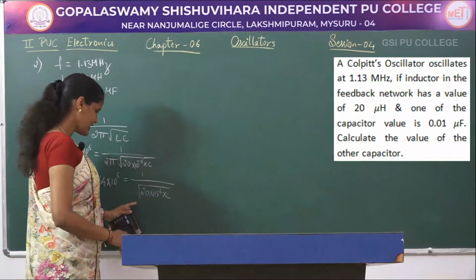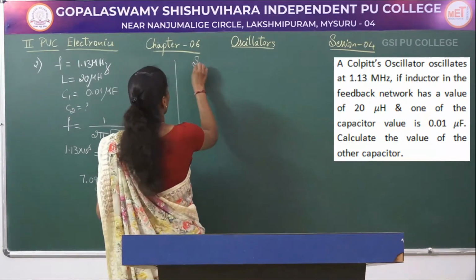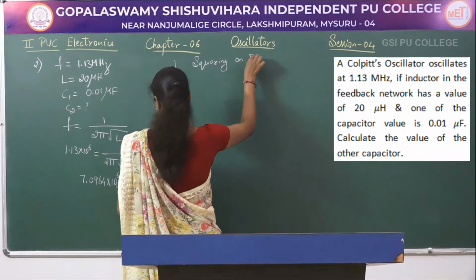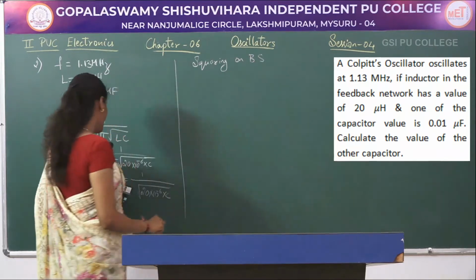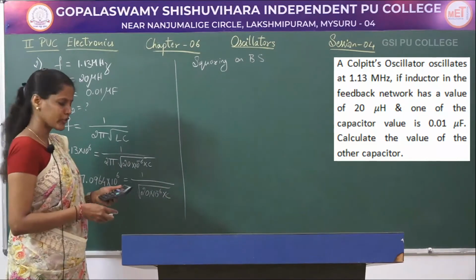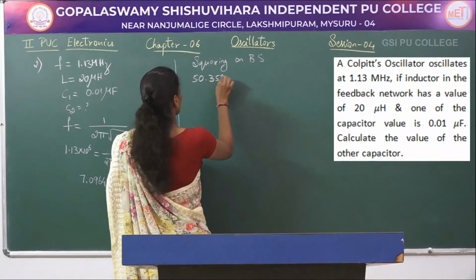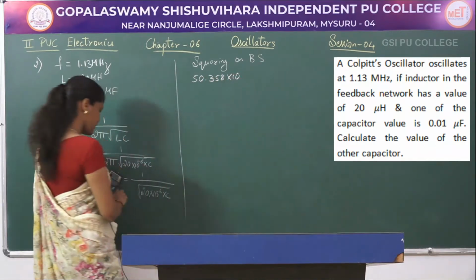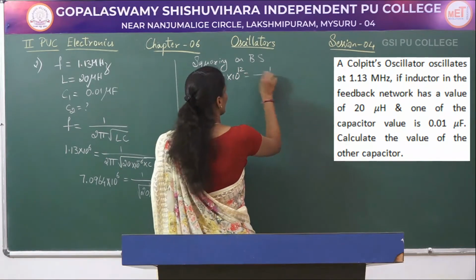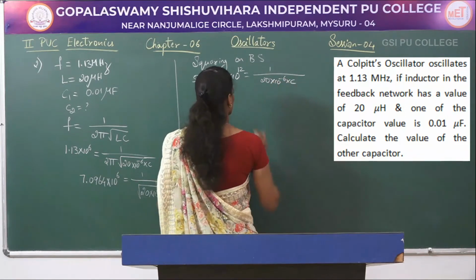Now in order to remove this square root, let us square the expression on both the sides. So squaring on both the sides, I will be getting 7.0964 into 10 to the power of 6 whole square gives me 50.358. 50.358 into 10 to the power of 6 whole square, that is 10 to the power of plus 12, is equal to 1 divided by 20 into 10 to the power of minus 6 into C.